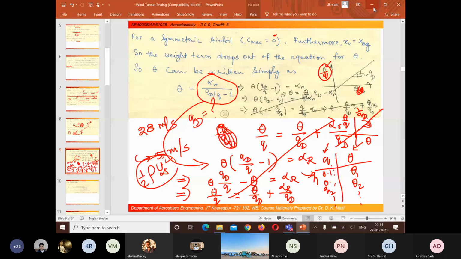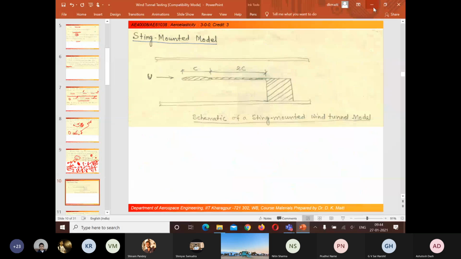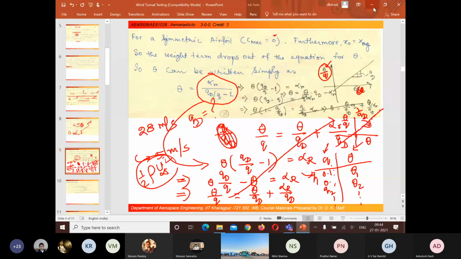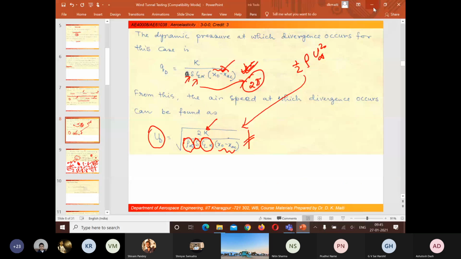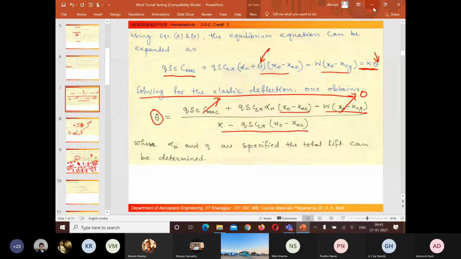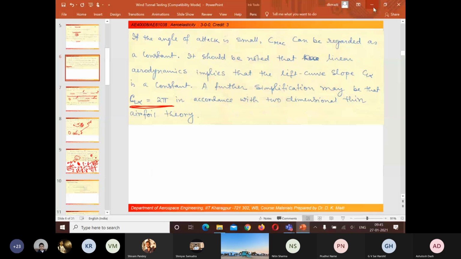Okay, whatever I am thinking, I will stop here. If you have any doubt related to nonlinear elasticity or this first model, whatever we have discussed, the wind tunnel model, the model we are calling the wall mounted model, whatever I have described here.